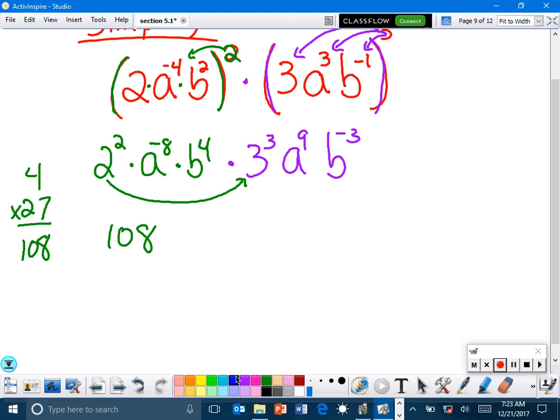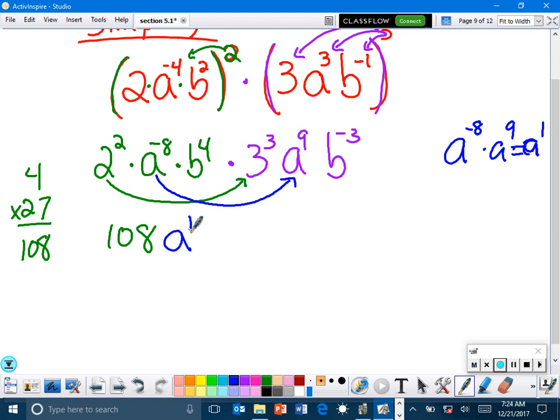Now, a to the negative 8 and a to the 9th. Okay, a to the negative 8 times, whoops, let me rewrite that. That's horrible. A to the 9th. The rule here says I can add these two together. Negative 8 plus 9 is 1. So that's a to the first power.